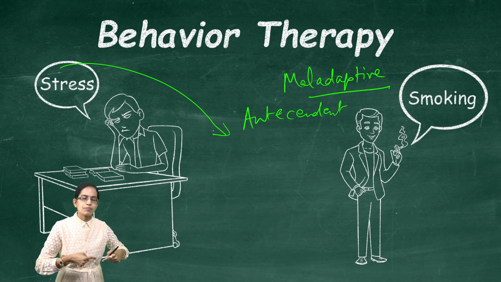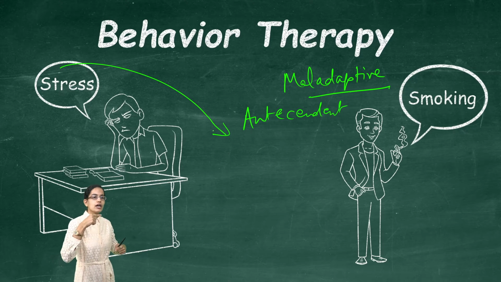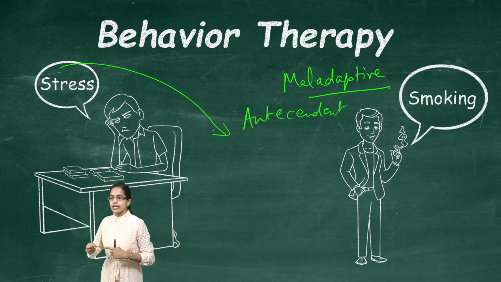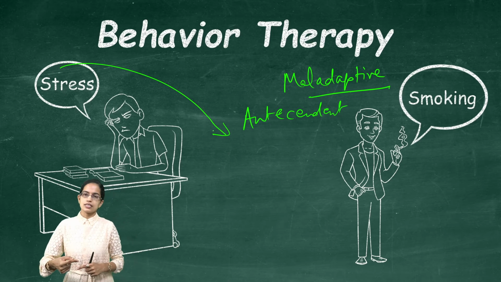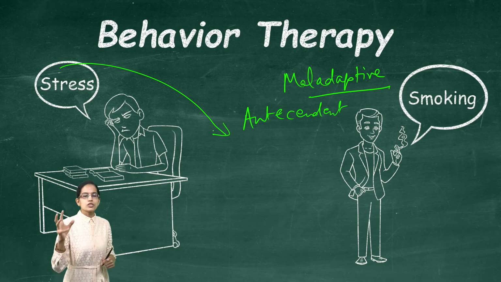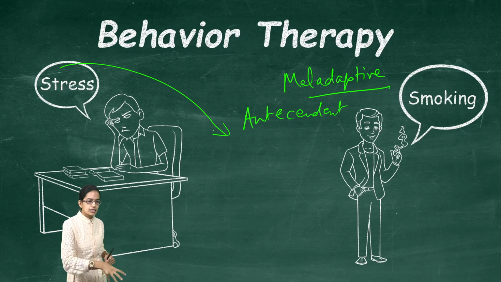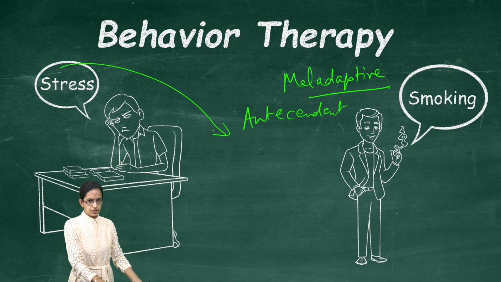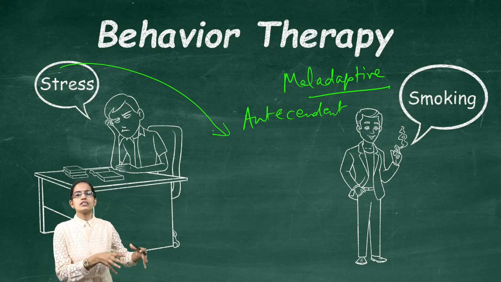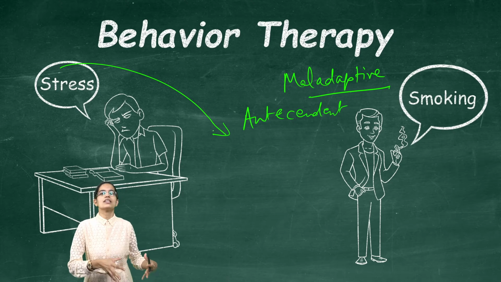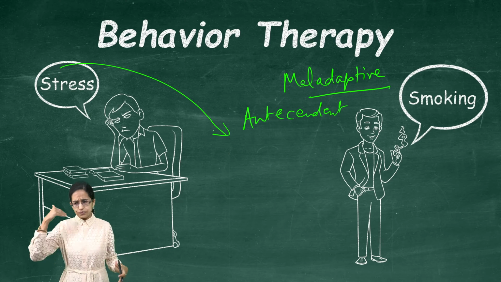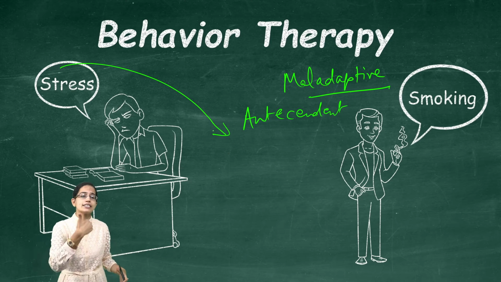As a therapist, your role is to identify why the person is smoking. Now, we identified that stress is the reason why the person is smoking. So an antecedent factor is a factor, I repeat, which predisposes a person to involve in a certain behavior. This person does not smoke regularly, but whenever the person is in stress, the person would start to smoke. So this is an antecedent factor.